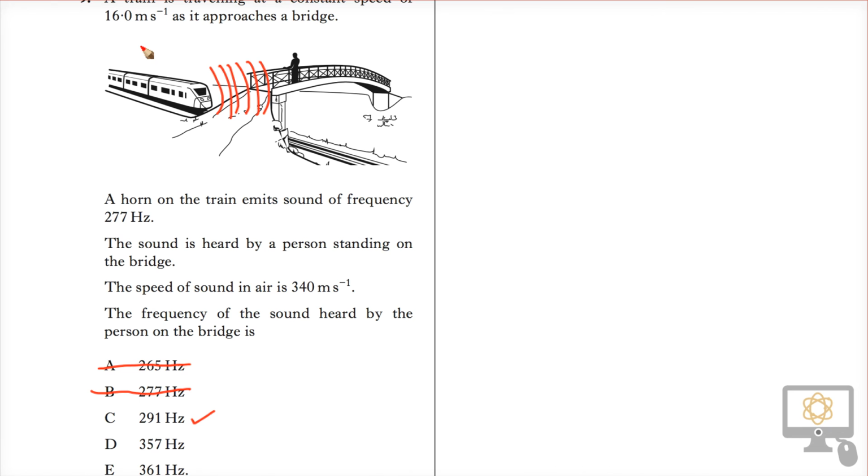So let's write down the formula from the datasheet. The frequency observed is equal to the frequency of the source, which in this case is the train, multiplied by the speed of sound divided by the speed of sound minus or plus the speed of the source. So the question is, do we use minus or plus in this instance?